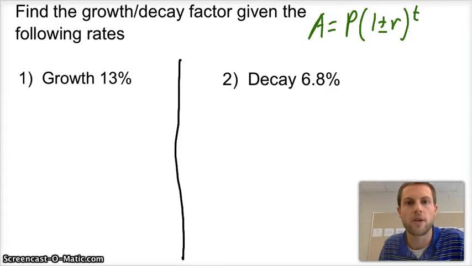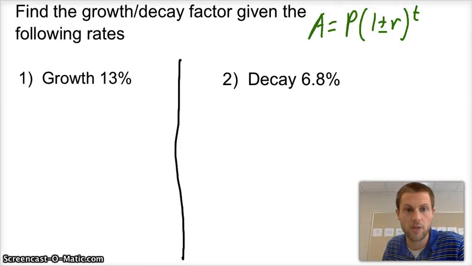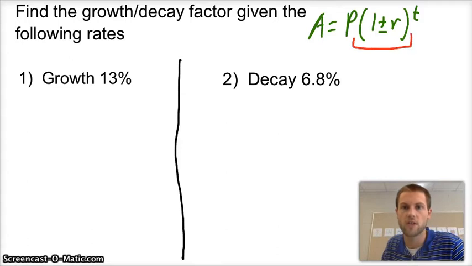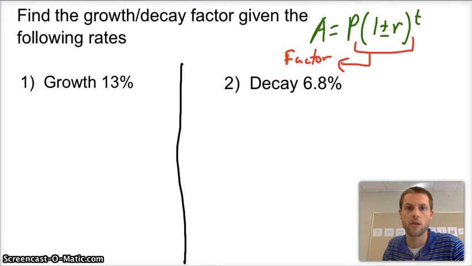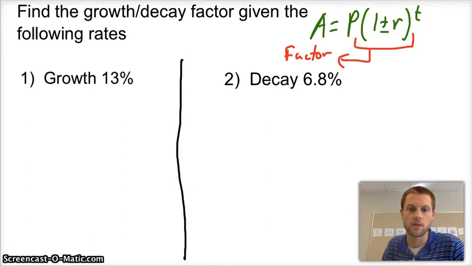All right, what we're after here is we're trying to find the growth or decay factor given the following rates. So we're given percentage rates, and we needed to convert them into the growth or decay factor. Just to review here, the growth or decay factor is this entire piece, all that stuff that's inside of these parentheses. All of this makes up my factor. The growth or decay rate is just what this R is. And this rate is expressed as a decimal.